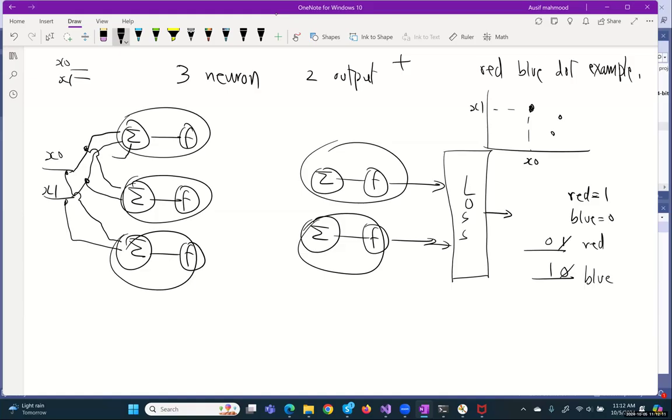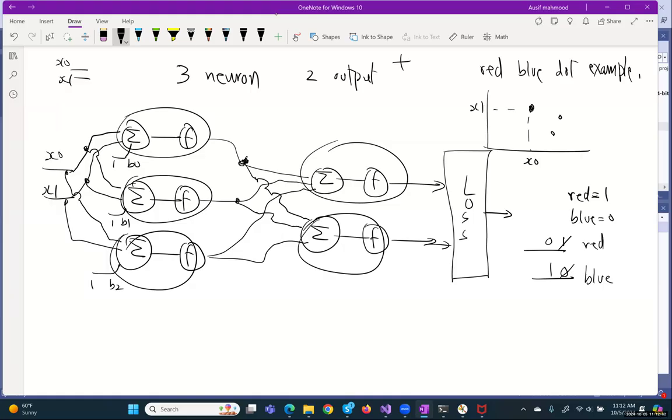And there will be B0, B1, and B2, right? And similarly, this will go, and similarly, this will go. Okay, so this is our network, right?